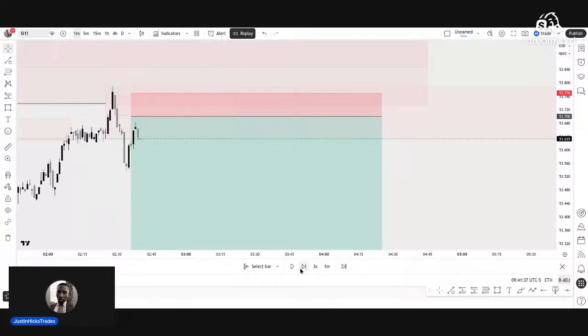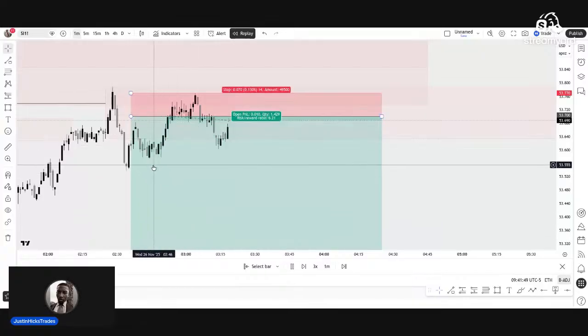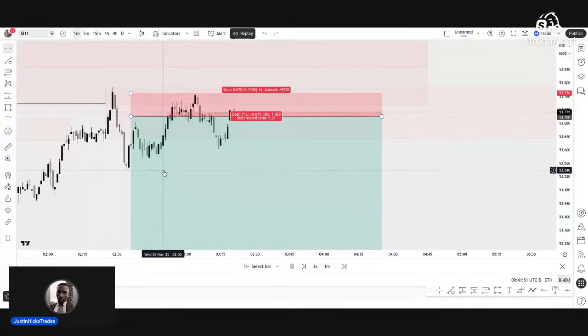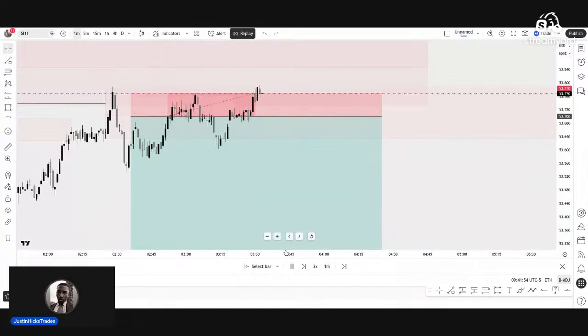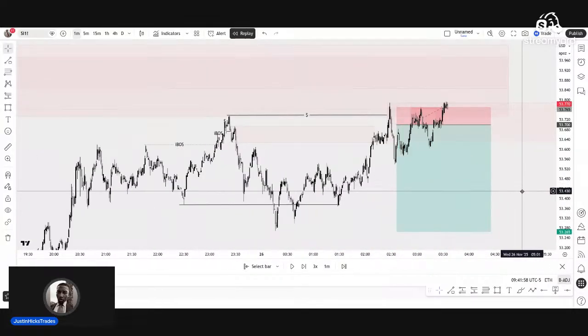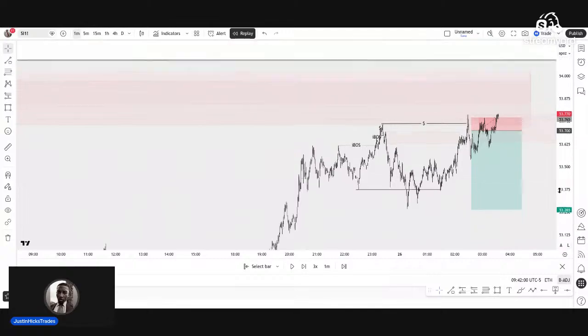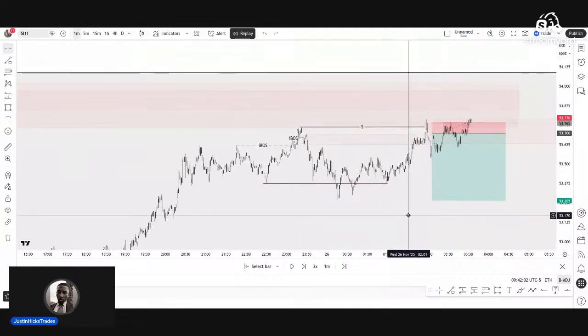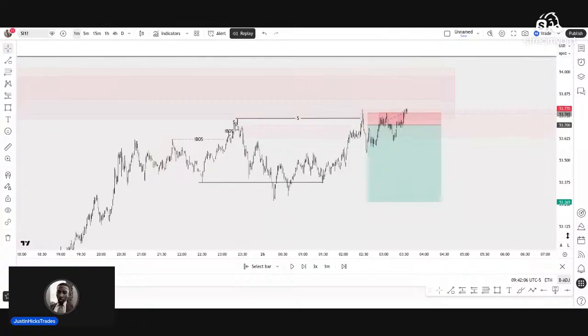But I feel like it might. All right, it tapped into the area. I might get stopped out. All right, if it breaks below this area, I'm gonna go ahead and take profit. If not, okay, I got stopped out. So again, I got stopped out, and I really don't know why.